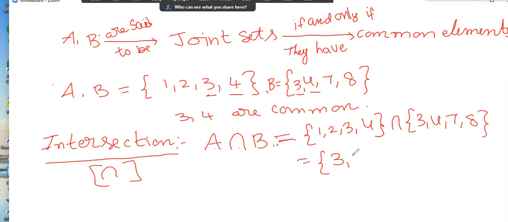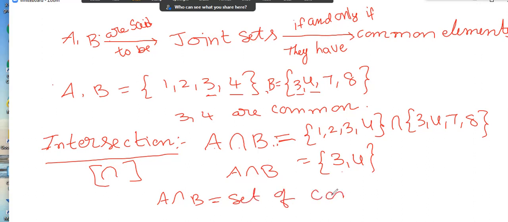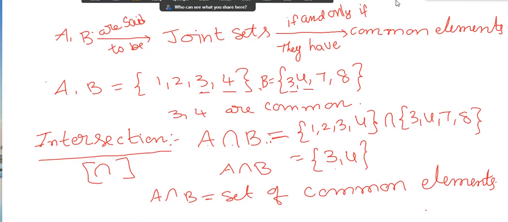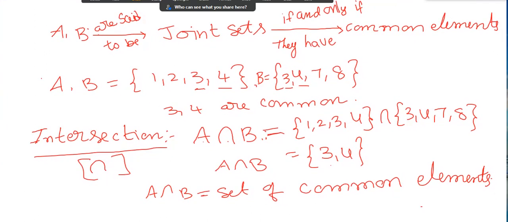So, 3 comma 4. A intersection B is the set of common elements. A intersection B is equal to the set of common elements. Right. Let us do one more question.